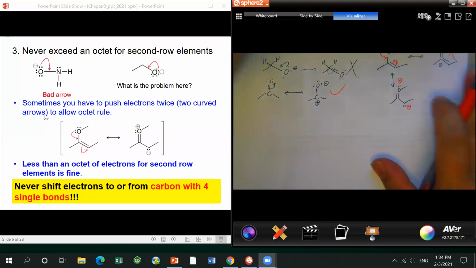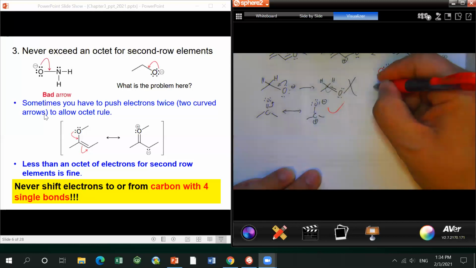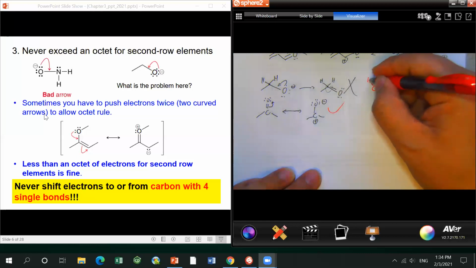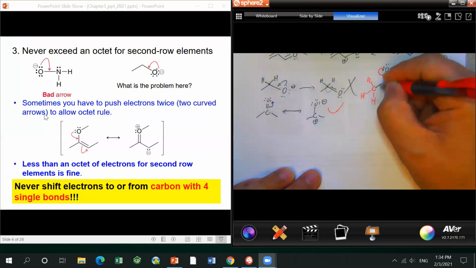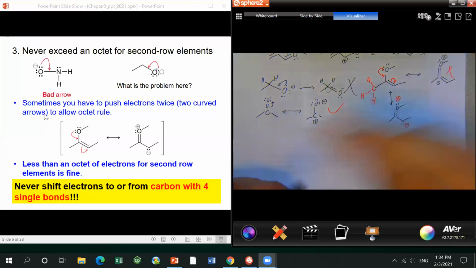Just this structure. For this terminal carbon, there are 4 single bonds. You can put the hydrogens back: 4 single bonds, 3 C-H and 1 C-C. So you'll never do this. That's what will happen.